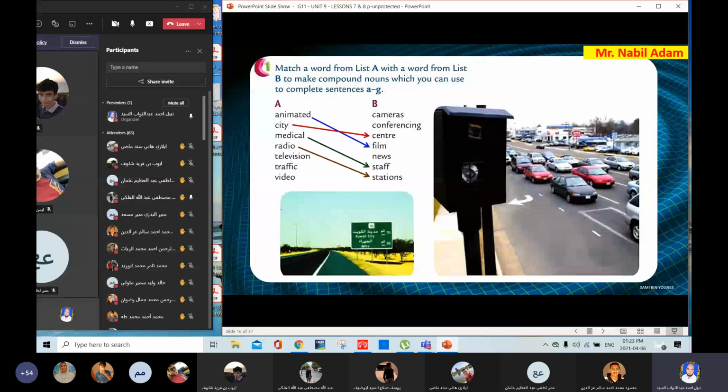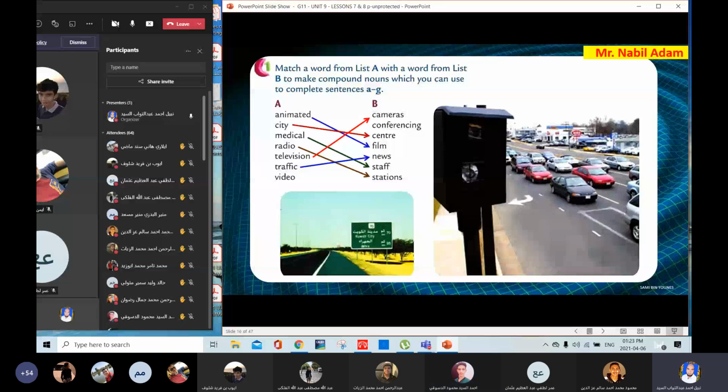Traffic. Yes, Zayat. Traffic conference or traffic news. You can listen to the traffic news early in the morning. You've got some instructions concerning traffic. You have to drive carefully. You wear your seat belt. Well, if you listen to the radio early in the morning. The last one, yes, Ahmed Sayyid, video conferencing. Yes, video conferencing.